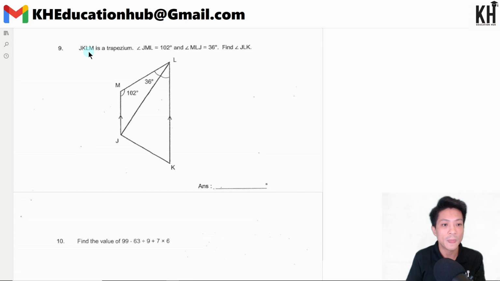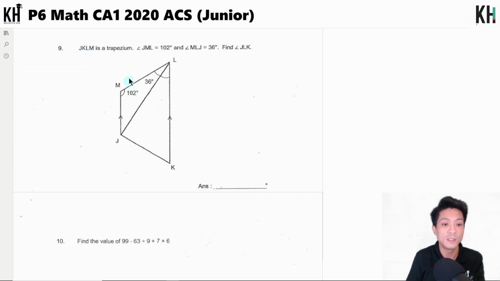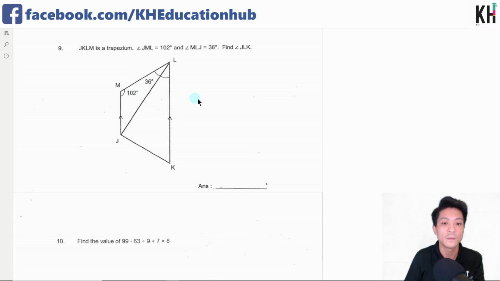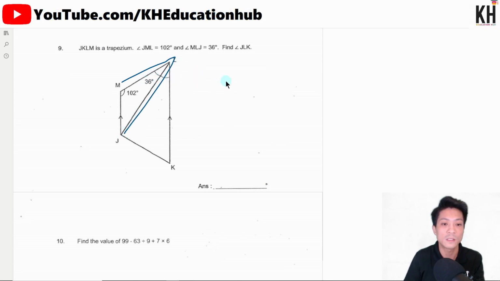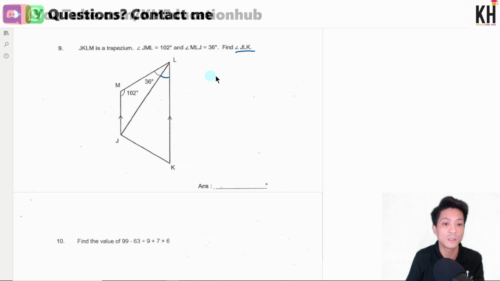Question 9. JKLM is a trapezium, so this whole thing. Angle JML, this angle here, is 102, and angle MLJ, this one over here, is 36. We need to find what is angle JLK, so JLK is this one over here.